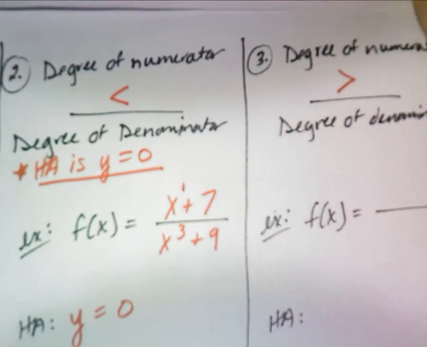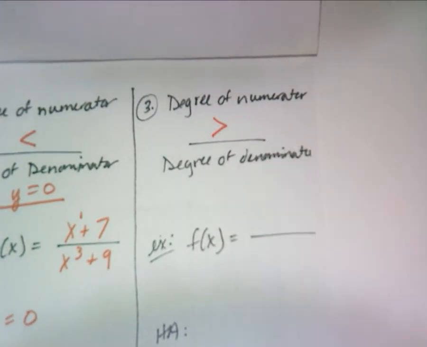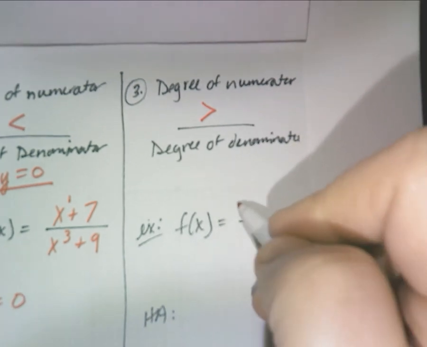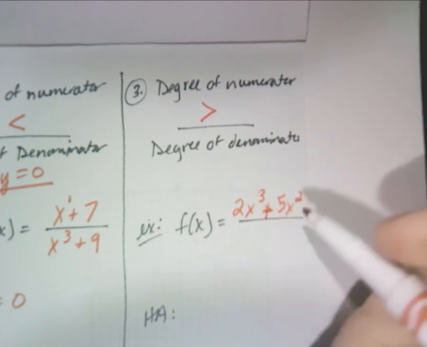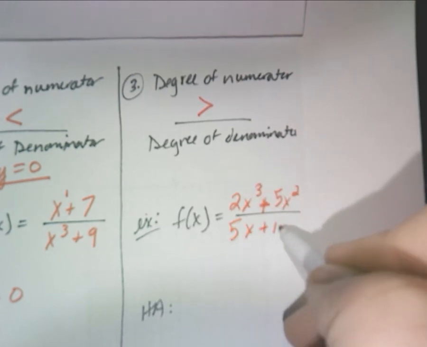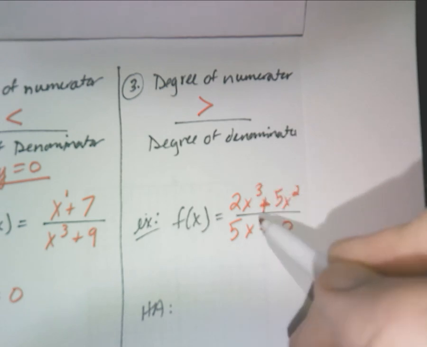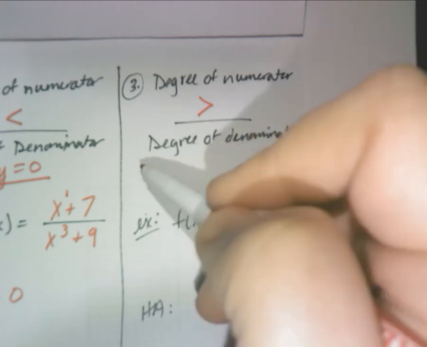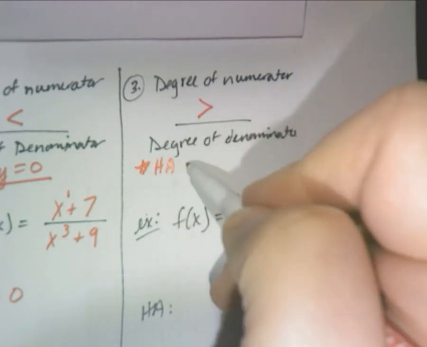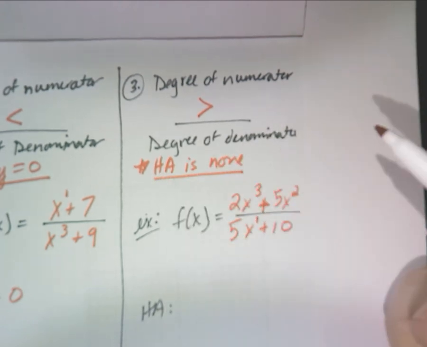Okay, so what happens if it's bigger then? So bigger, well, there's a little option that's going to occur. So let me give you an example. (2x cubed plus 5x squared) over (5x plus 10). Okay, obviously the degree on top is 3. The degree on the bottom is a 1. Top is bigger than bottom. Then this is what you're going to write. Your horizontal asymptote is none. There is no horizontal asymptote.